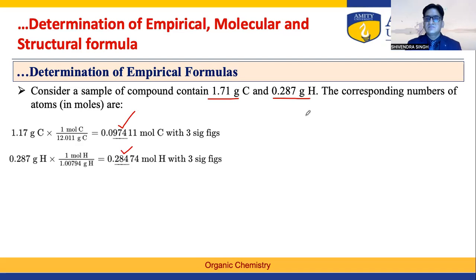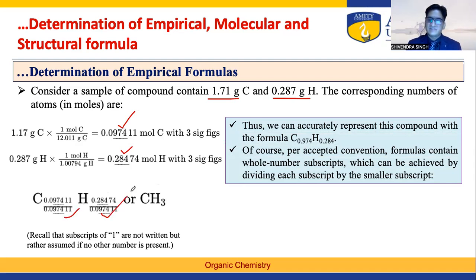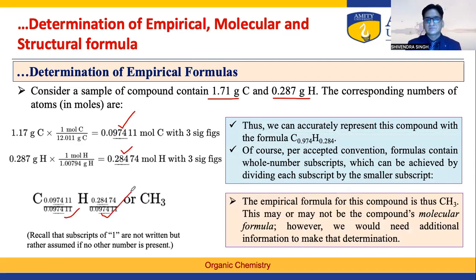In determination of the empirical formula, we have to take digits up to 3 significant figures. And we know that the smallest number among these two is this one. So we will divide both by this smallest number. So we have this equation, CH3. So CH3 will be the empirical formula for this particular example, right?